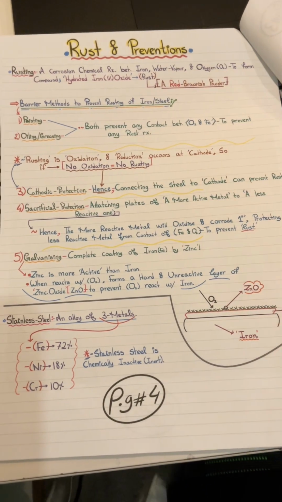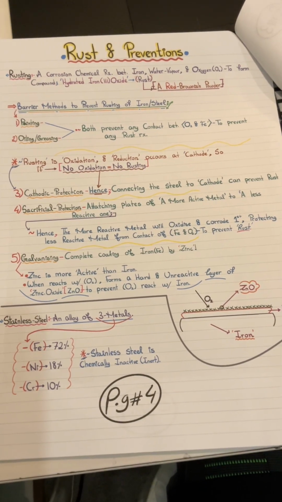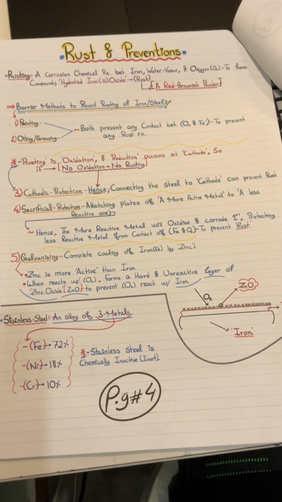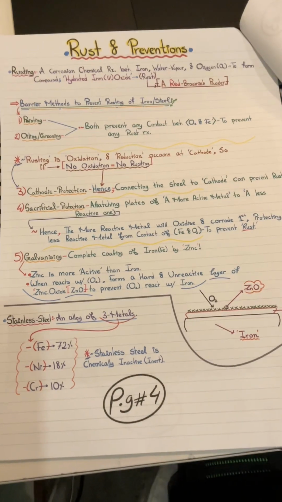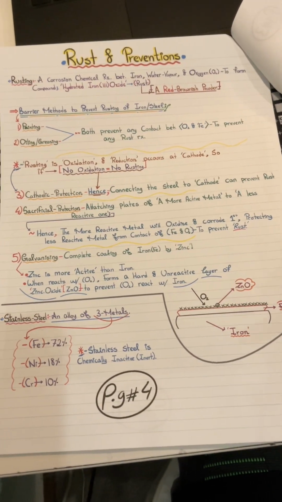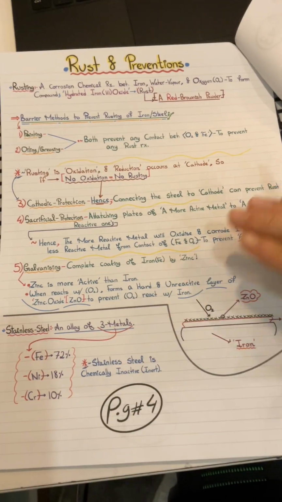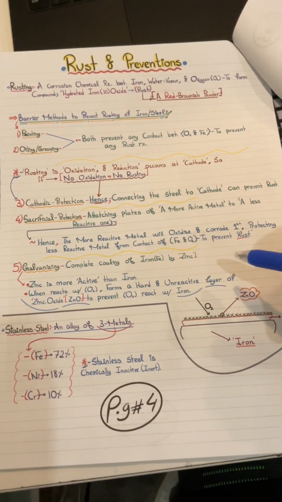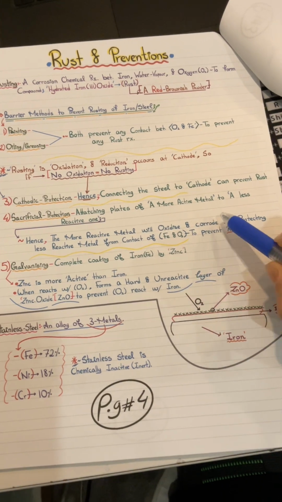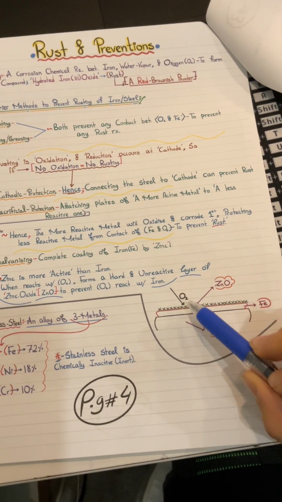The last one is my personal favorite, galvanizing, which is something we see very often. Galvanizing is basically the complete coating of iron by zinc. Why do we use zinc? Because zinc is more active than iron. So when it reacts with oxygen, it will form a very hard, unreactive layer of zinc oxide to prevent oxygen from reacting with iron. As you can see here, there's iron, and I put zinc on top.